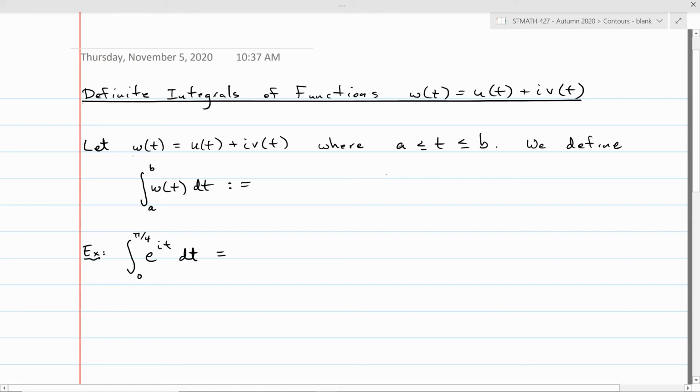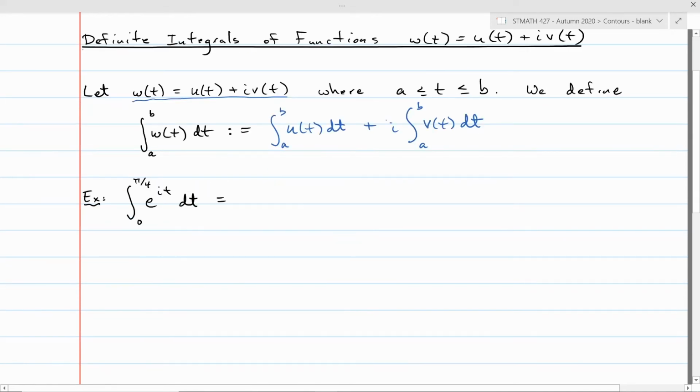So if we've got a function w of t equals u of t plus i v of t, the kind that we've been thinking about, and I want to integrate that function from a to b, you just integrate the individual components from a to b. So this would be the integral from a to b of u of t dt plus i times the integral from a to b of v of t dt. So how would I compute something like that?